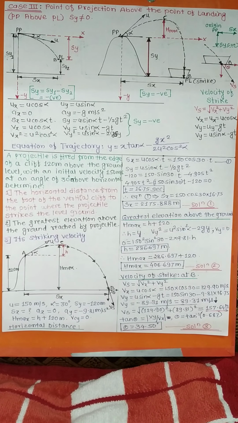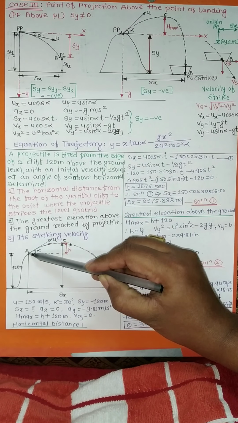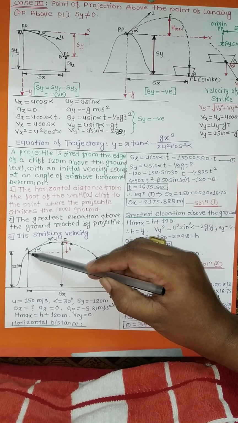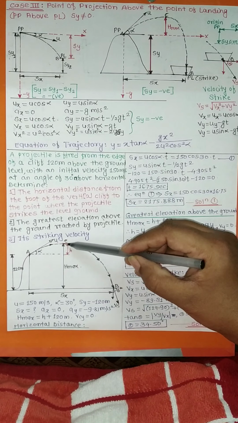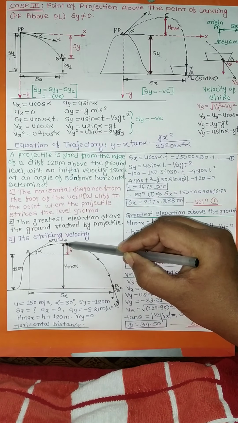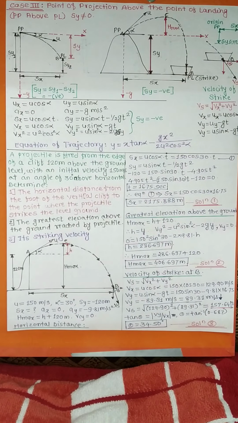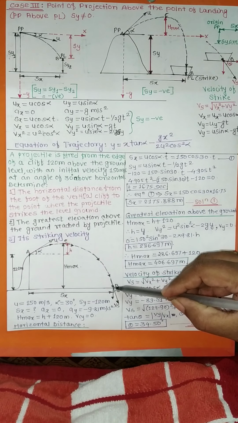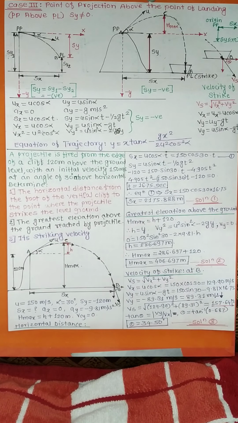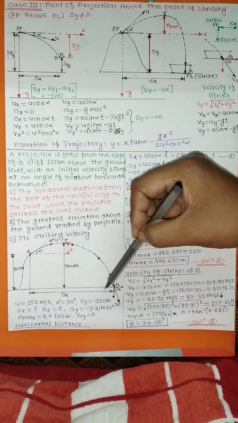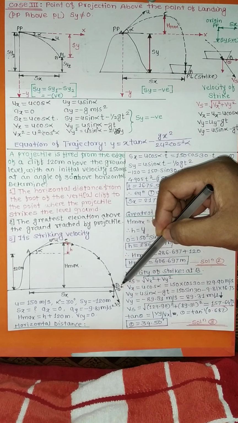Now let us see how the diagram for this numerical is given. The point of projection is given as A, and the point A is above the ground at 120 meter. The point C is the highest point over the trajectory, and it is defined from the ground as h max. Now the point is B, where the particle strikes the ground, and Vs is the striking velocity at an angle theta with the horizontal. Sx is the horizontal distance between the point of projection to the point of landing. B is the point of landing.